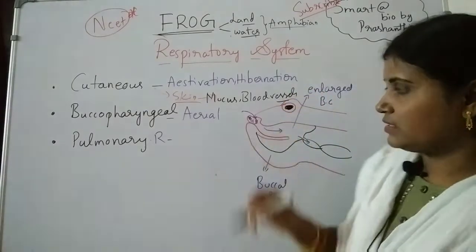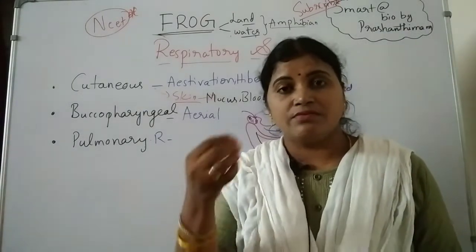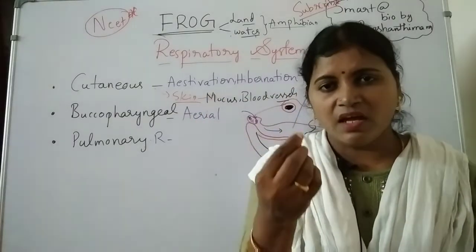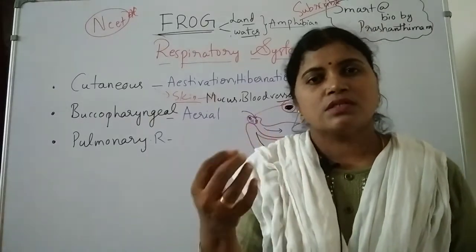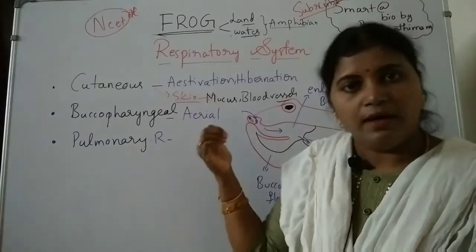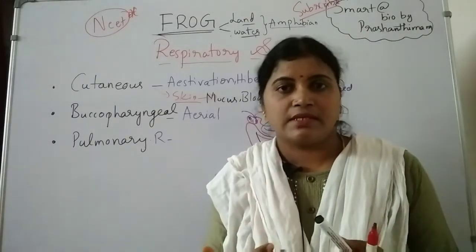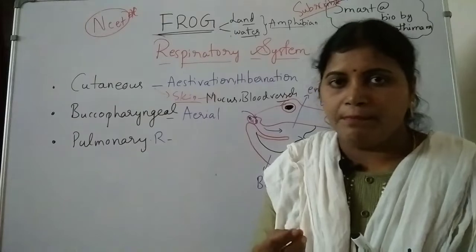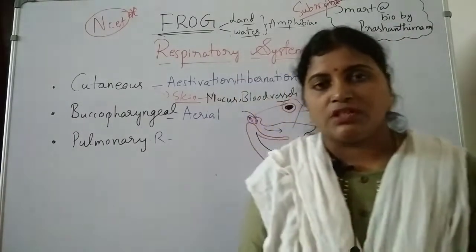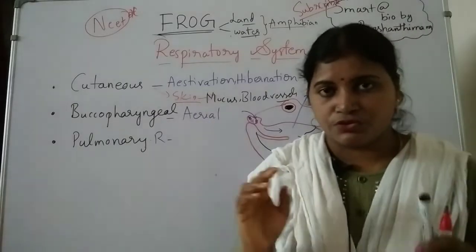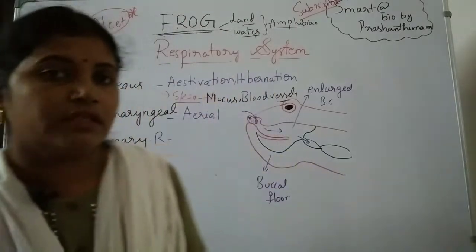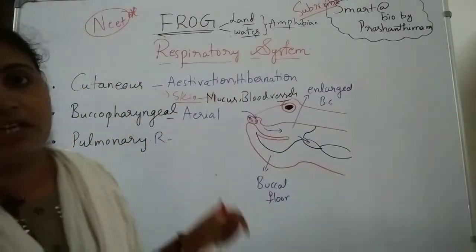With the help of this very soft and slimy skin and also the small pores, the oxygen enters and finally enters the blood vessels. Gaseous exchange takes place through the simple diffusion process. That is about cutaneous respiration, through the skin during estivation and hibernation. Afterwards the next respiration is buccopharyngeal respiration.